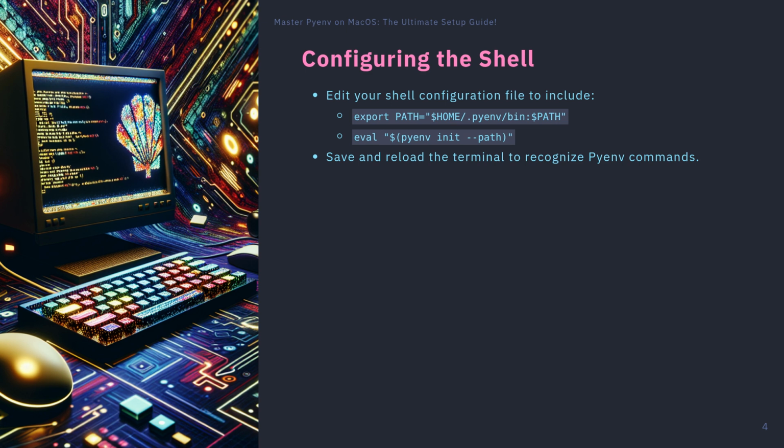After adding these lines, save the file and close the editor. To make sure the changes take effect, reload your terminal by either closing and reopening it or by executing the command source ~/.bash_profile or source ~/.zshrc, depending on your shell. This step is essential to ensure that your terminal recognizes Pyenv commands, allowing you to manage your Python versions efficiently.